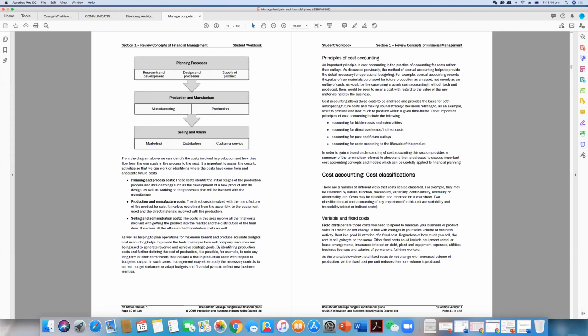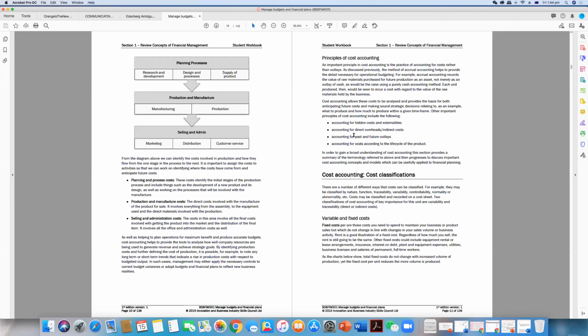Accrual accounting records the value of raw materials purchased for future production as an asset, not merely as an outlay of cash, as would be the case using a purely cash accounting method. So each unit produced would be seen to incur cost with regard to the value of the raw material needed, held by the business.